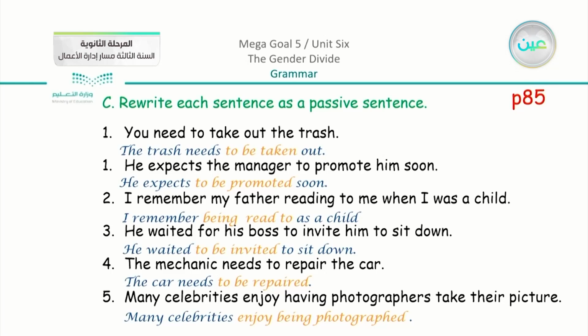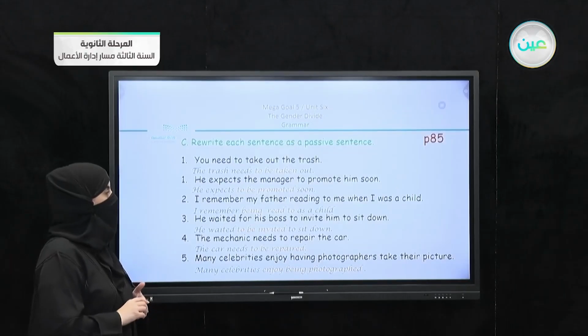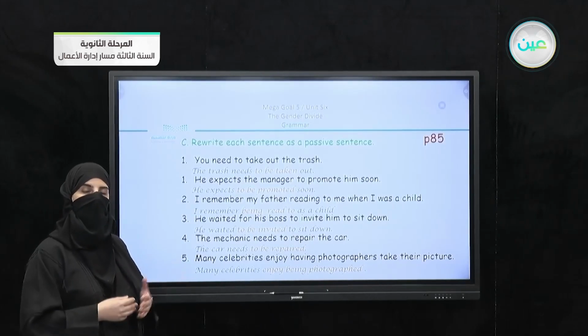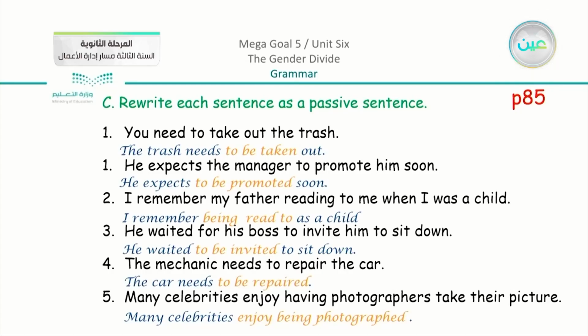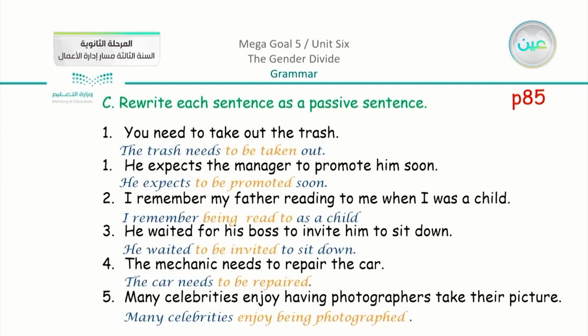He waited for his boss to invite him to sit down. Now remember that we are turning these sentences into passive. So you are going to take out the subject and you are going to focus on the basic sentence. Is it using a gerund or an infinitive? So you can see in number 3, he waited for his boss to invite him to sit down. We do have the infinitive, which is going to be used also in the past. So you are going to use to be, and you are going to turn the verb into the past participle.